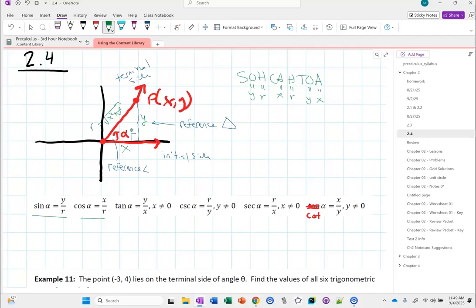We've just translated SOHCAHTOA onto our standard position angle, using any point on the terminal side as my codex to make that translation. Like my Rosetta Stone. You know what the Rosetta Stone is?